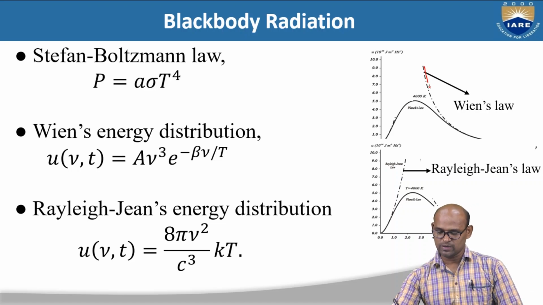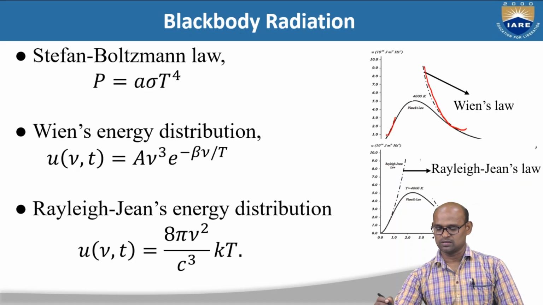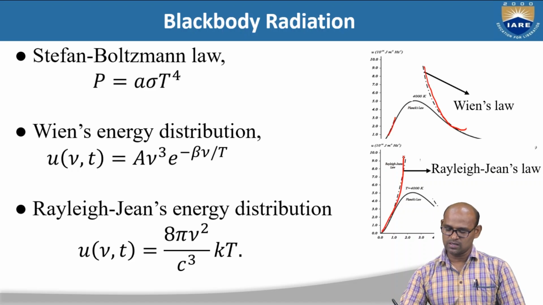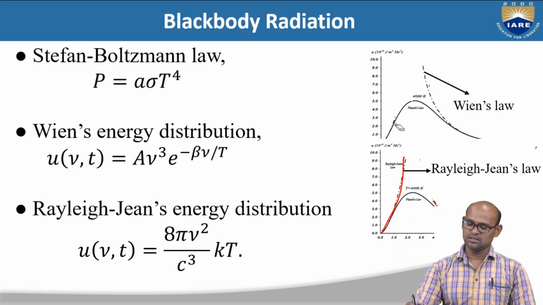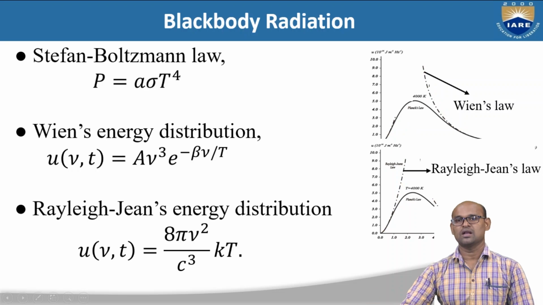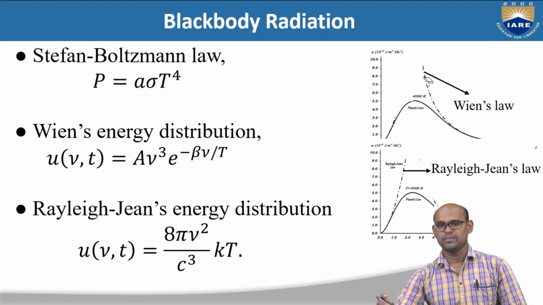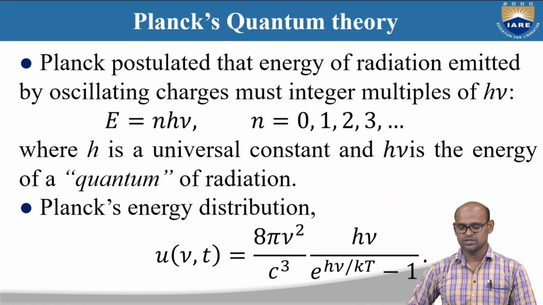Wien's law could explain only this part and this part. Rayleigh-Jeans could explain this side perfectly, but not the other side. So these theoretical predictions are not able to match. We are not able to compare the theoretical equations with the experimental continuous distribution.